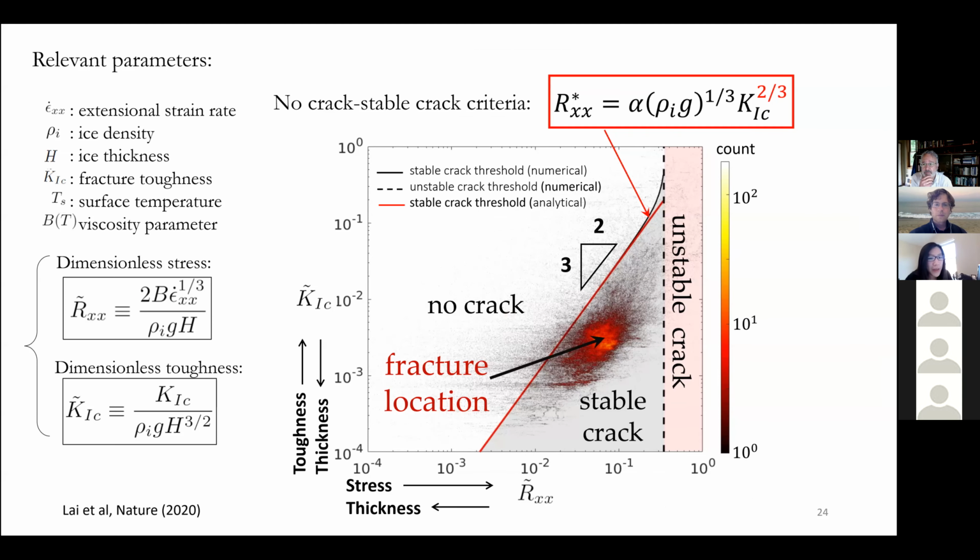I think the current status is that I haven't seen people detecting cracks on Sentinel images and putting it on this diagram. But I'd be really interested to see how that affects the points.